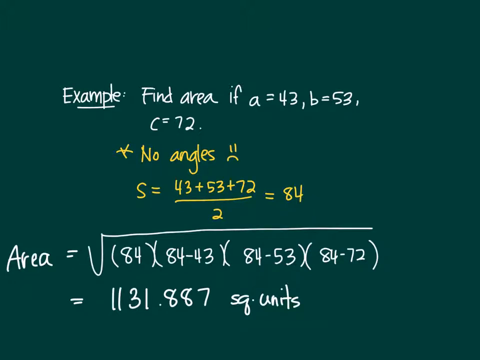Okay, whether it's square feet, square miles, square yards, square meters, square centimeters, whatever the problem is, it'll be squared in the units. So that's how you do it if you have no angles. If you have no angles, you'll find the semi-perimeter and you'll use Heron's formula. Any questions on that example? I'll do an example of the other one. Okay, all right, here's an example of the other one.